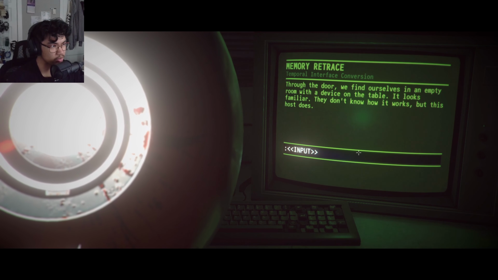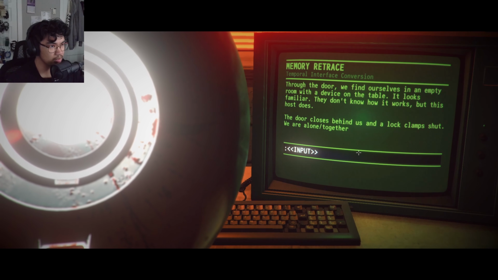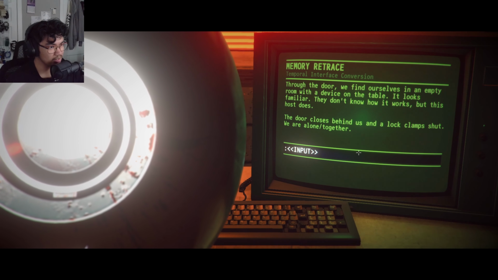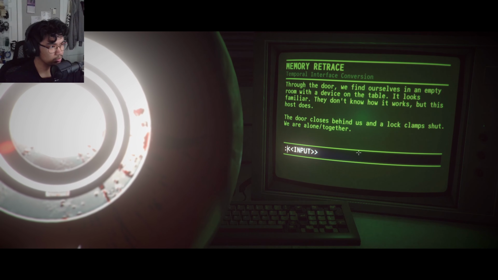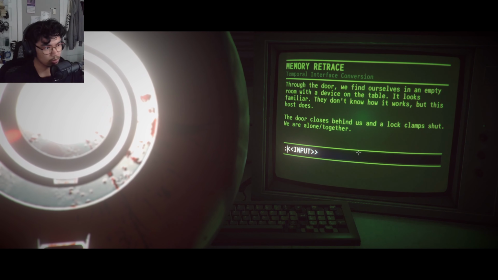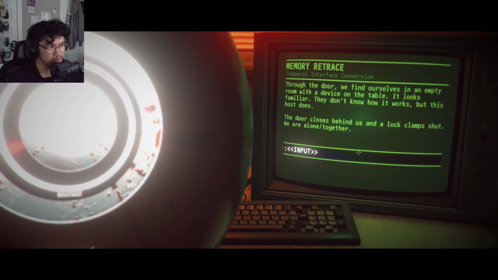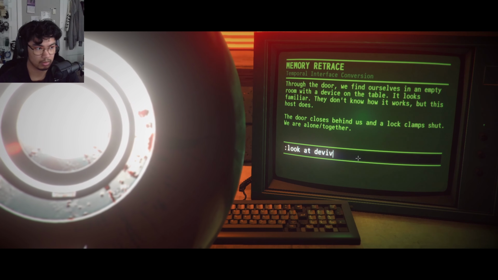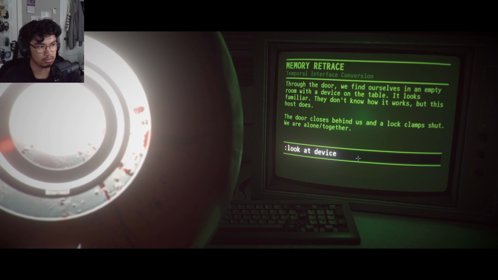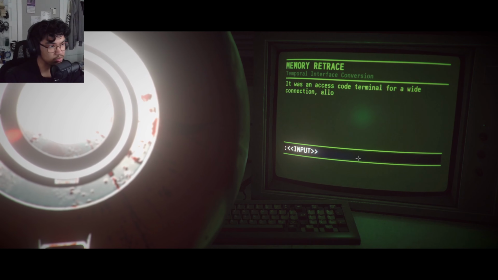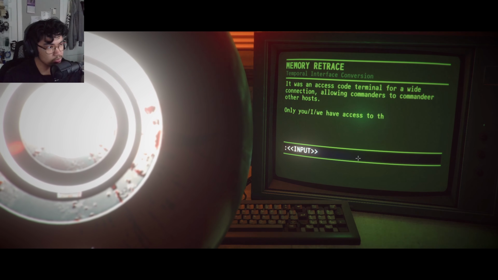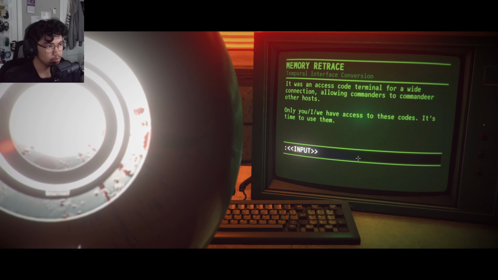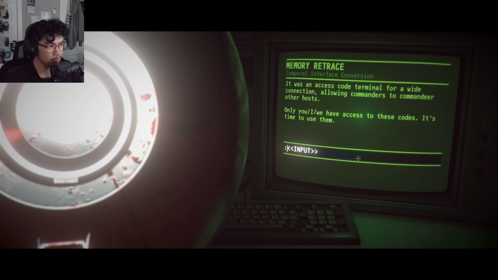Through the door, we find ourselves in an empty room with a device on the table. It looks familiar. They don't know how it works, but this host does. The door closes behind us, and a lock clamps shut. We are alone and together. It was an access code terminal for a wide connection, allowing commanders to commandeer other hosts. Only you, we have access to these codes. It's time to use them.